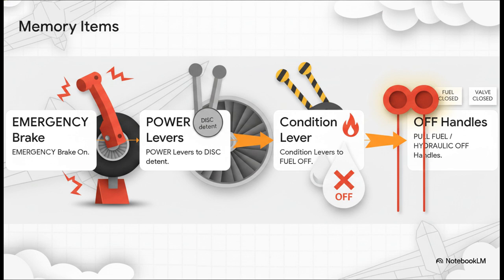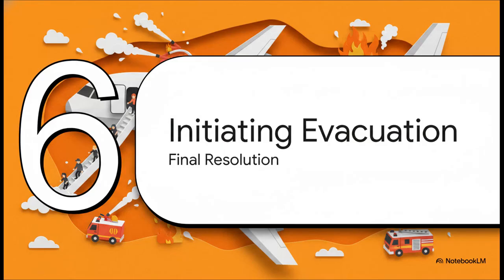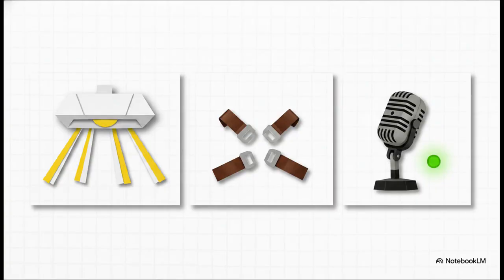After pulling those handles, the crew must immediately check that the fuel valve closed and hydraulic valve closed white advisory lights illuminate. You are completely shutting the aircraft's vital fluids down. Section 6. Initiating aircraft evacuation. Before giving the final shout to evacuate, the flight crew has to signal the cabin. They turn the emergency lights on. This specifically gets the cabin crew's attention, warning them to be ready. Next, they turn the seatbelt sign off. This is the visual signal that passengers are now safe to get up from their seats.